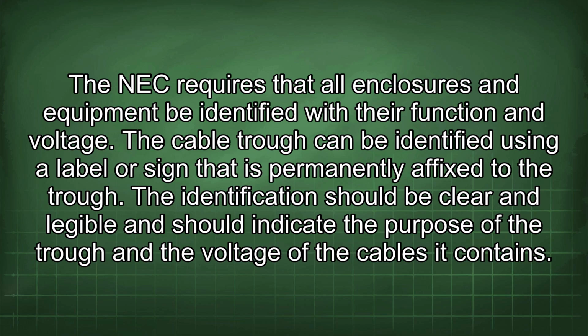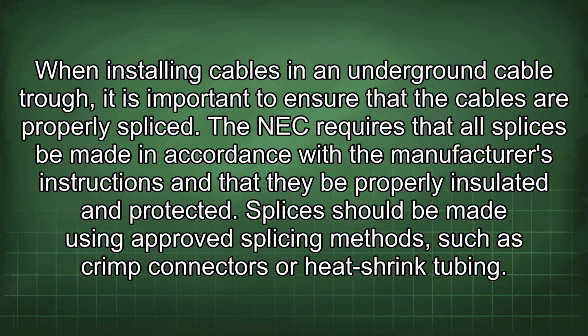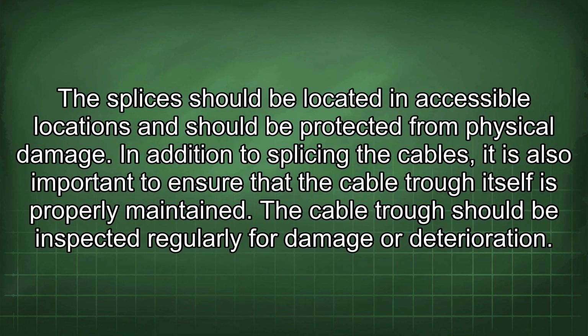When installing cables in an underground cable trough, it is important to ensure that the cables are properly spliced. The NEC requires that all splices be made in accordance with the manufacturer's instructions and that they be properly insulated and protected. Splices should be made using approved splicing methods, such as crimp connectors or heat shrink tubing. The splices should be located in accessible locations and should be protected from physical damage.